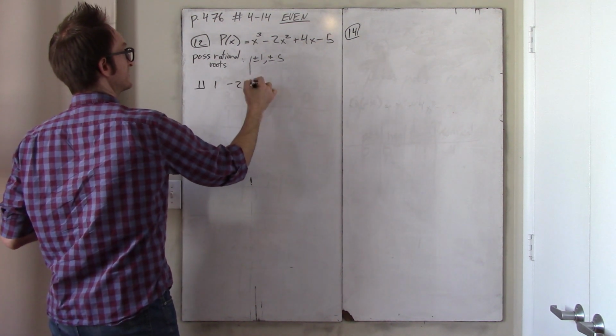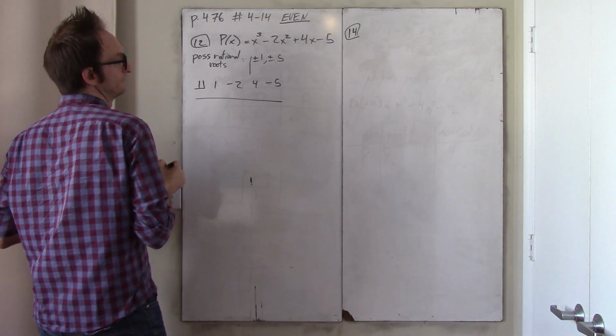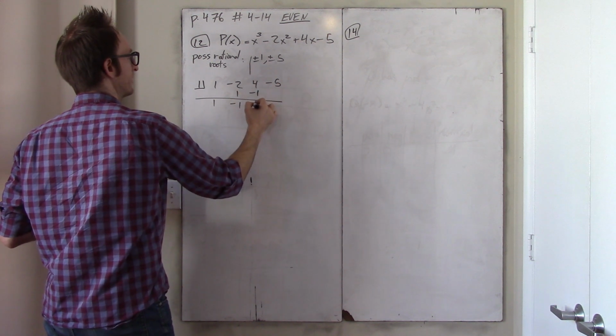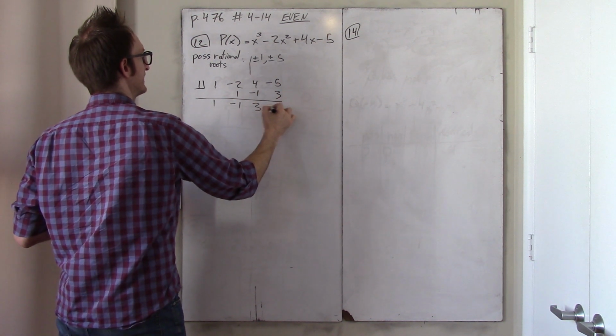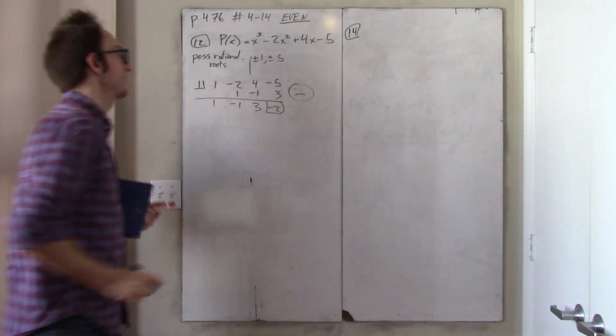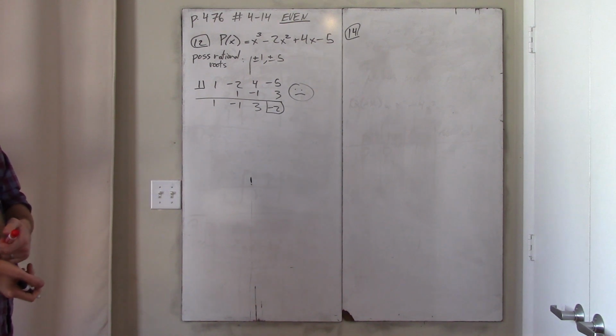So 1, negative 2, 4, negative 5. And so let's go. So that's 1, so that's negative 1, 3, 3, and negative 2. Okay, so that didn't work. And not only didn't it work, but I don't even think I really learned anything at all.